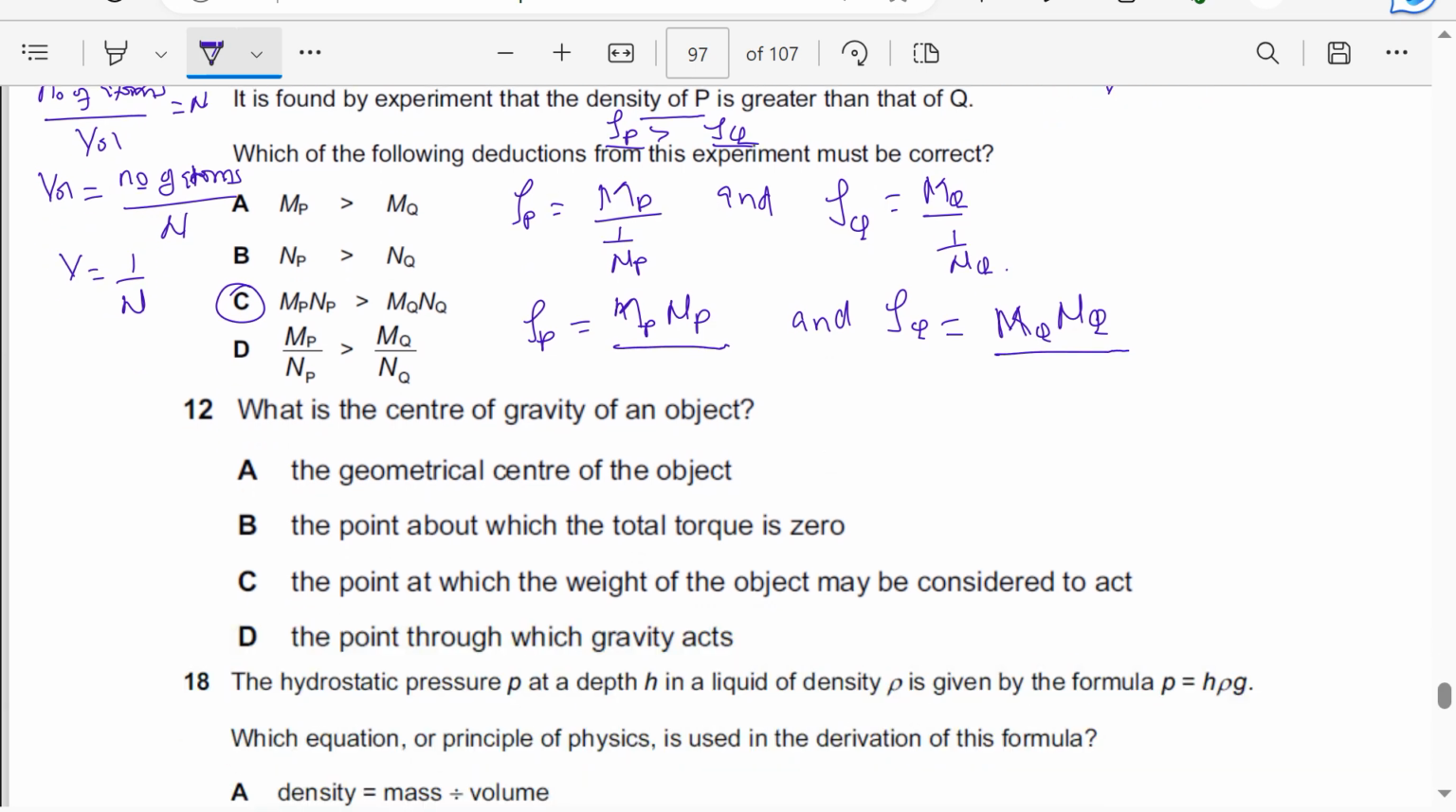What is the center of gravity of an object? Center of gravity is the point on an object. It may not actually be on an object. The point where the entire mass, the entire weight of the object may be considered to act. That is the center of gravity. So the answer is C.